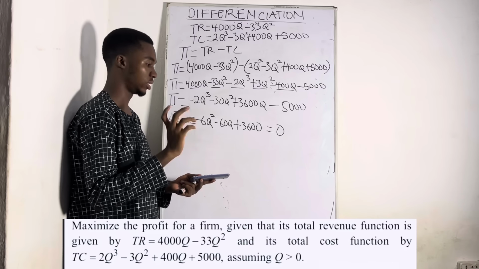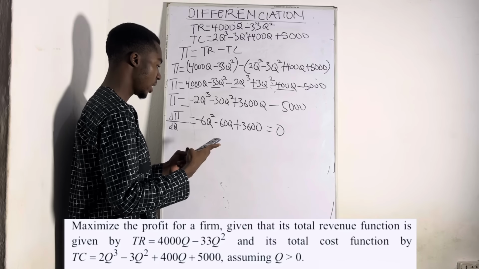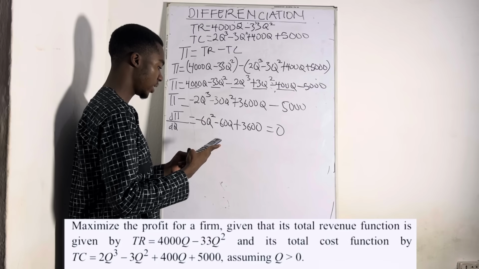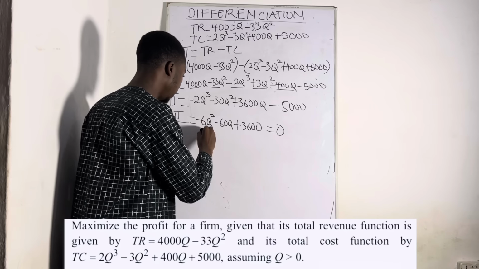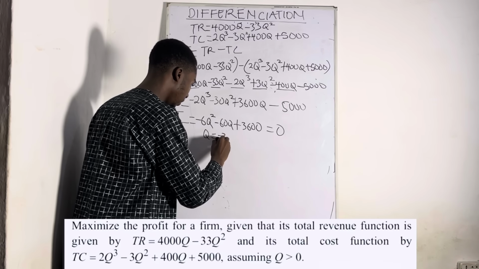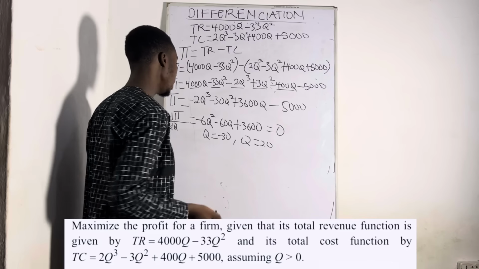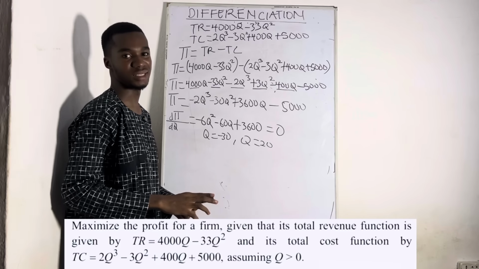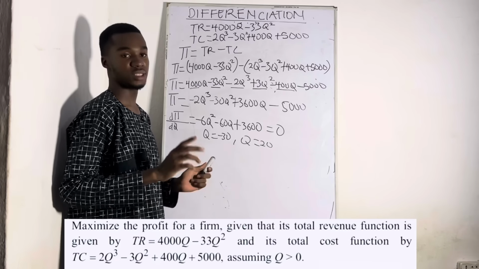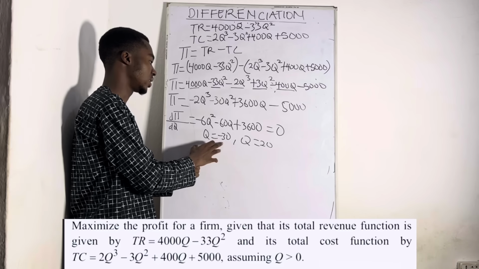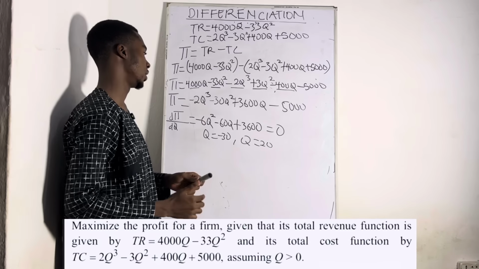You just go to mode and 3 and punch in the coefficients. So you are getting x is equal to negative 30 and x is equal to 20. So here it is q. So q is equal to negative 30 and q is equal to 20. But you know you can't produce a negative, you get it. Output cannot be negative. So always just take the positive one. When you get to this point and you're getting a negative one, just discard it. You always take the positive one, which is q is equal to 20.